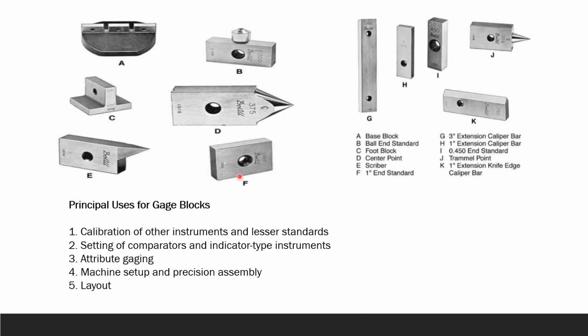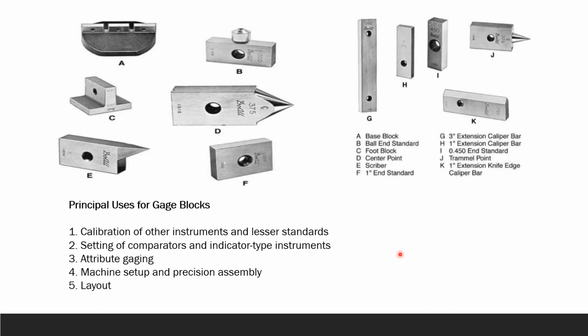And then your F is your 1 inch end standard, another end standard. And G right there, that's your 3 inch extension caliper bar. And then your H is a 1 inch extension caliper bar. And then your I is right there, 0.450 end standard, another end standard. And then your J is your trammel point. And then your K is your 1 inch extension knife edge caliper bar, okay? Principle used for gauge blocks: for the calibration of other instruments, we use a gauge block, and lesser standards. To calibrate the lesser standards, we use gauge blocks.